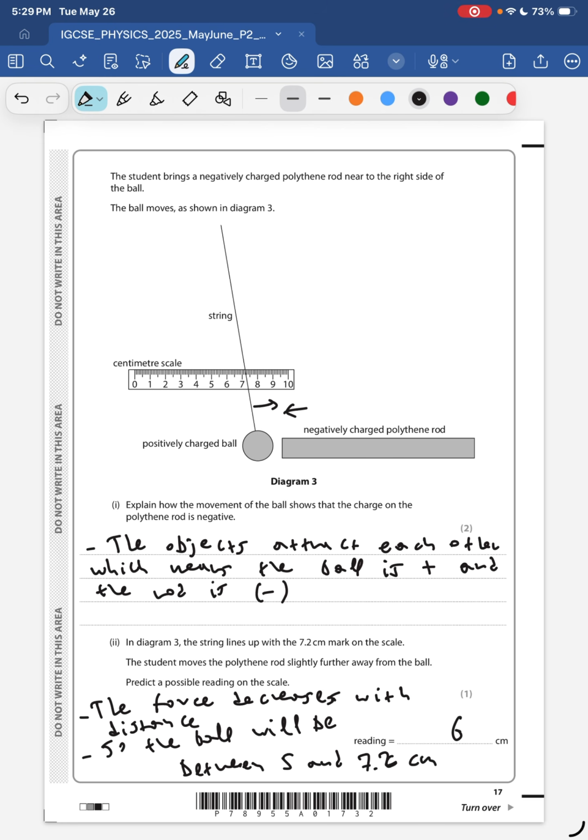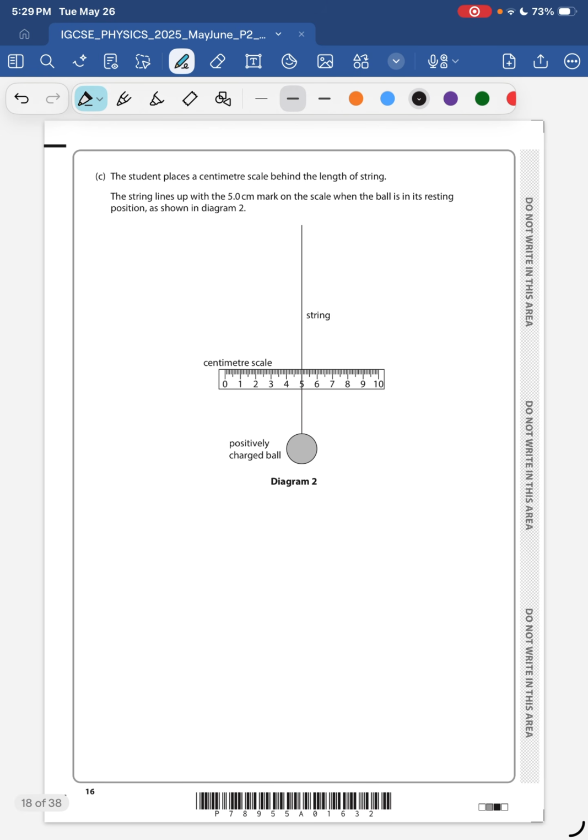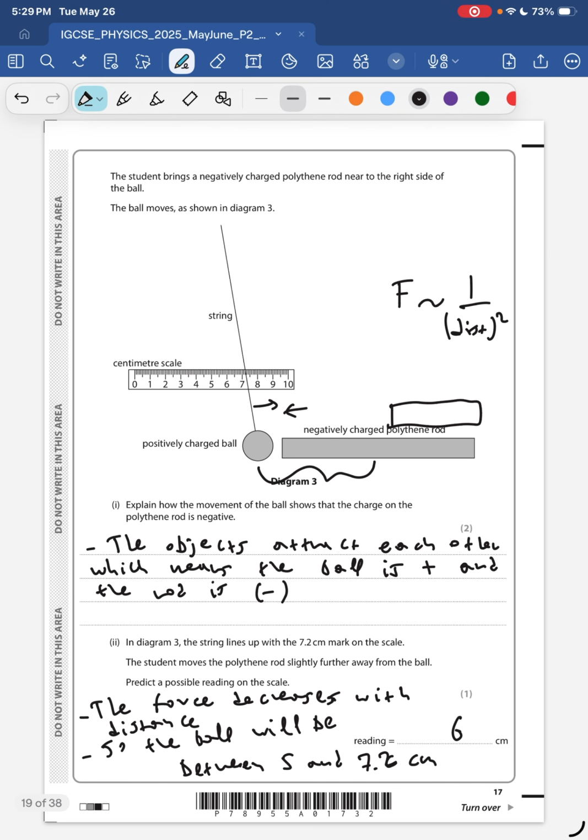And again, the reason is that if you bring the rod over here, then the distance between them increases, the force therefore decreases because the force is proportional to 1 over the distance squared. And we know that in equilibrium, it's going to be at the 5 centimeter mark. But because there will be a force, the maximum possible force is 7.2 when they are this close. So if it goes away, it's going to be between 5 and 7. I put 6. But I don't know, 6.2 works as well. Okay. All right, let's move on.